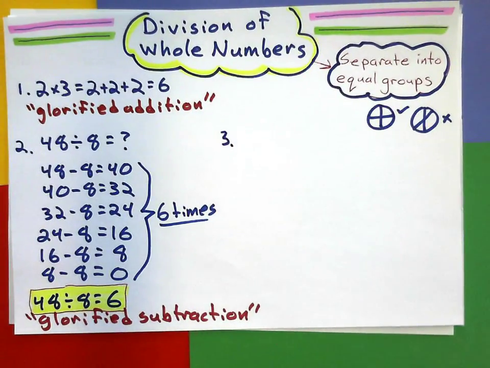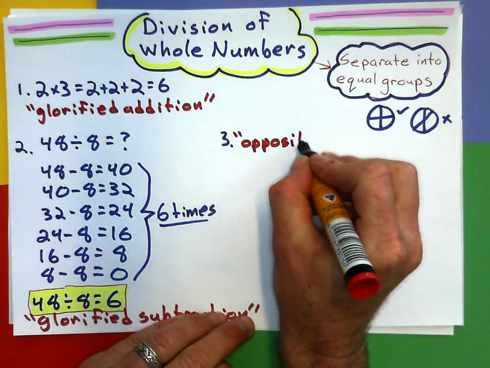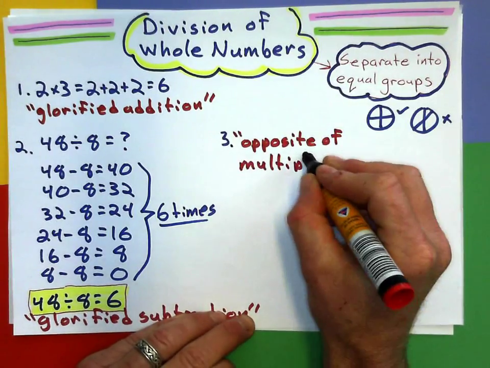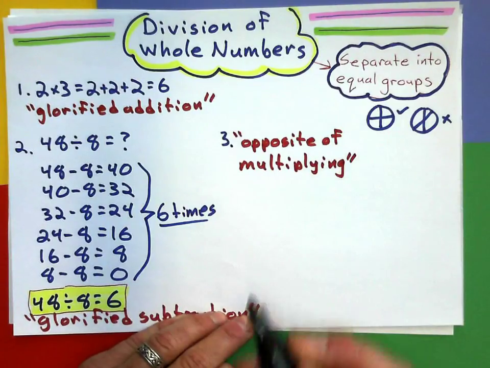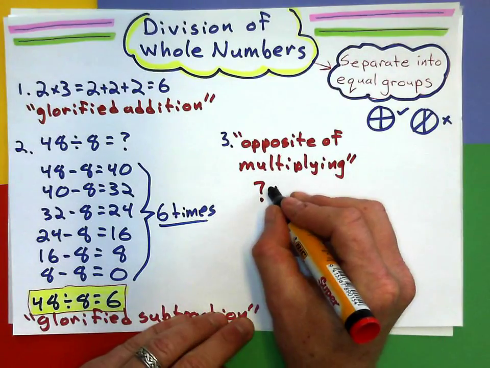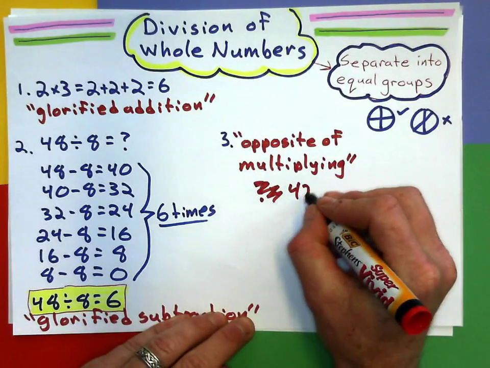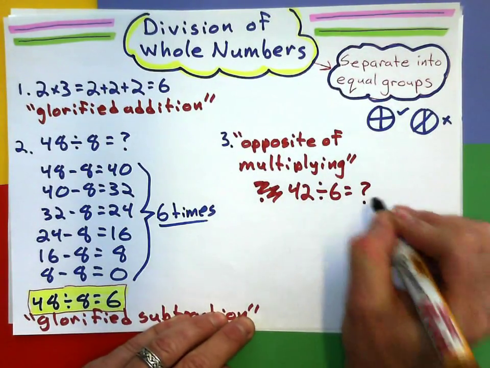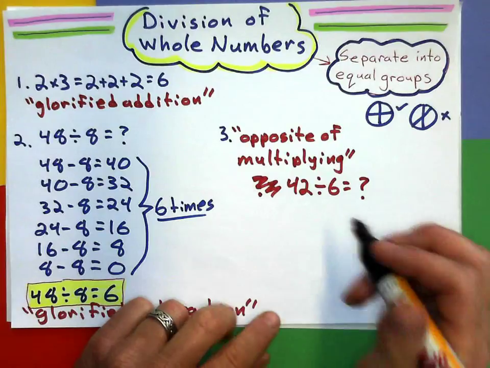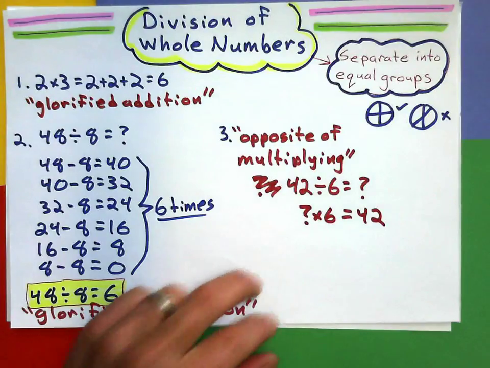Now, another way we look at division, I look at it, and some other students have looked at it, as just calling it the opposite of multiplying. Now, I'll show you what I mean by that. I'll try not to use algebra. I'll just say question mark times. Sorry about that. If I just mean 42 divided by 6 equals what? We're doing division here in this lesson. 42 divided by 6 equals what? Well, what that means is what times 6 gives me 42.